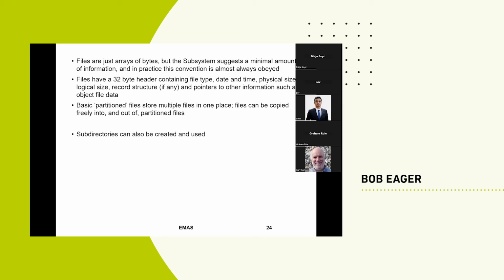First 32 bytes tell you about things like its logical size, how much of the file is actually used. It might have a record structure because some people need that, and so on, date and time. And there are things called partition files, which was a hangover from IBM. We can have one big file that contains lots of small files, and you can access them individually from a program for reading. You can't for writing. And you can create subdirectories as well.